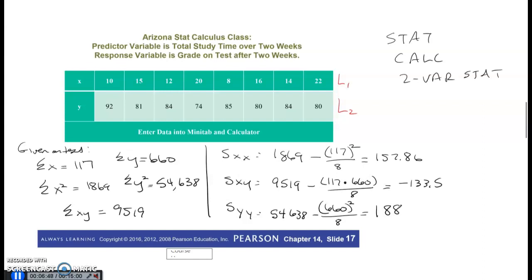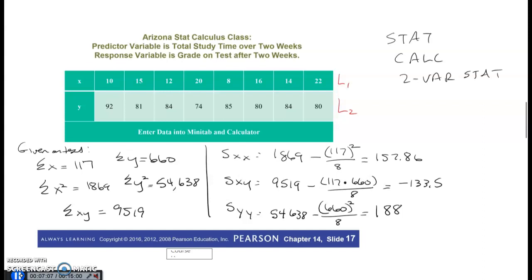188. I want you to take note for this, the only one that could end up being negative is your Sxy value. That is also going to correlate to the slope. So if this is negative, that means you're going to end up with a negative slope, for example. Okay?